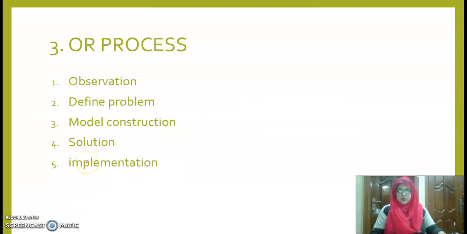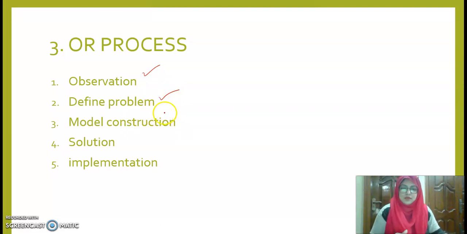Now we are discussing the OR process, or operation research process. This is a series of steps that we should follow. First things first, we are going to observe the problem. Okay, whatever it is, because observation is done initially. We haven't yet recognized that this is a problem. We have just found out that something is not right, but we are just observing what the problem actually is. Once we have recognized that this is a problem, we are going to define the problem, that this is the problem that our company is facing.